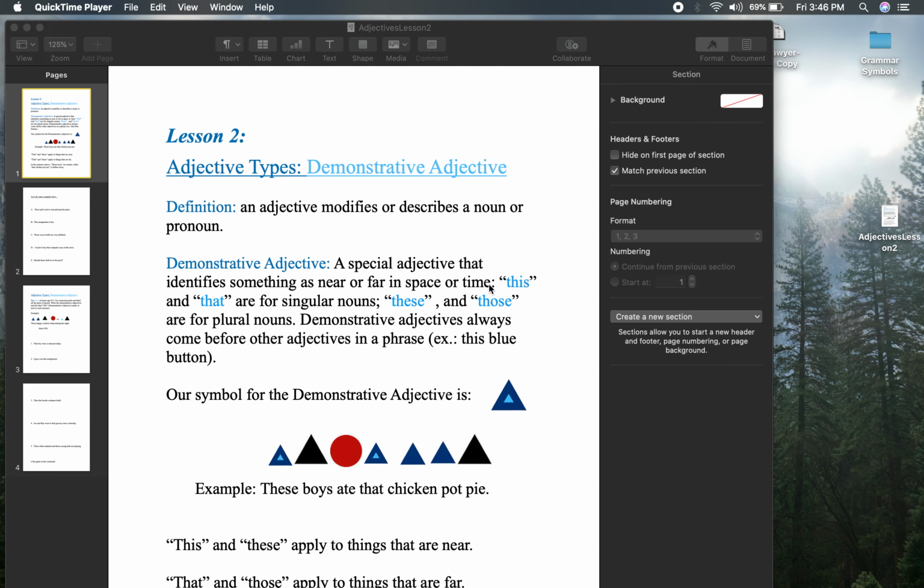My example is these boys ate that chicken pot pie. So these is my demonstrative adjective. Boys, right? Modifies boys. Which boys? These boys. Ate, obviously, is my verb. That modifies pie. But we also have two other adjectives. Chicken, pot, pie. Yes, even though a chicken can be a noun and a pot can be a noun, in this particular sentence, they are adjectives. That's one thing we always have to remember, is that words that sometimes are nouns can also be adjectives. It all depends on the sentence.